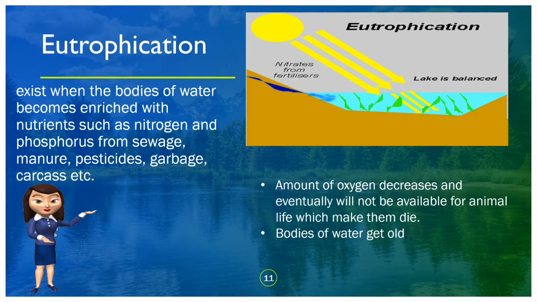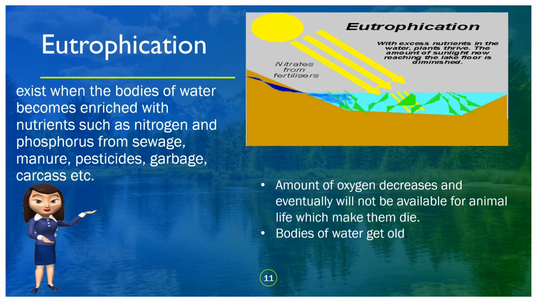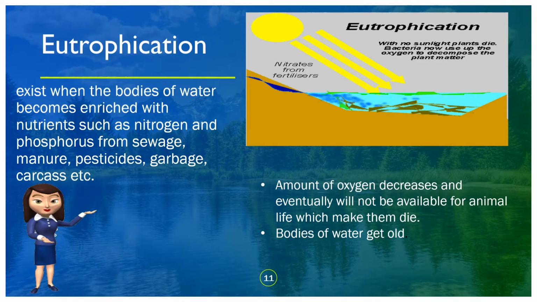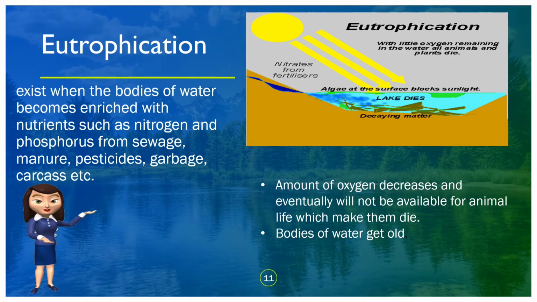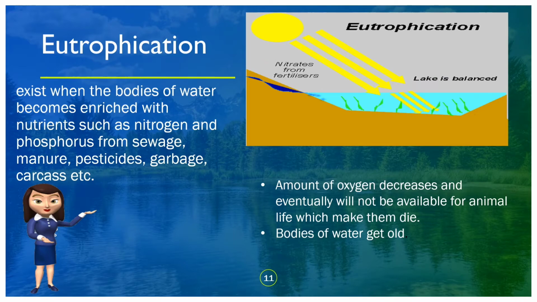Eutrophication exists when the bodies of water become enriched with nutrients such as nitrogen and phosphorus from sewage, manure, pesticides, garbage, carcasses, and others. The amount of oxygen decreases and eventually will not be enough for animal life, making them die. Bodies of water get old.